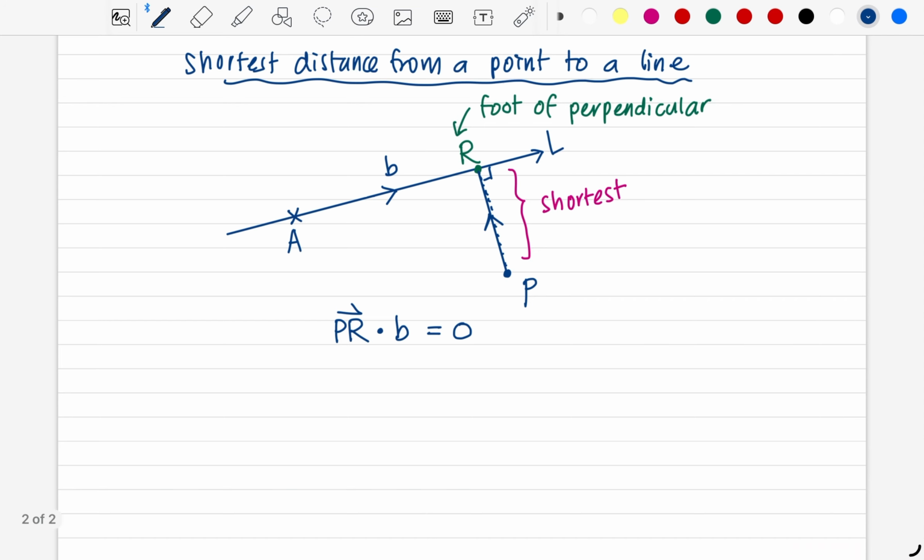And we use this equation to find lambda. After knowing lambda, we put it back into PR, and then we find the magnitude of PR. Then we will be able to find the shortest distance of point P to line L.